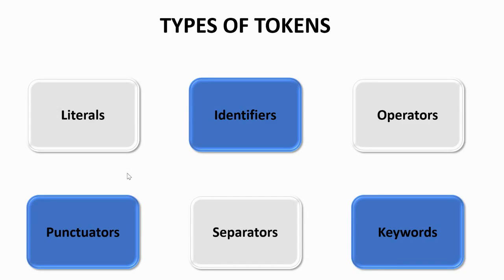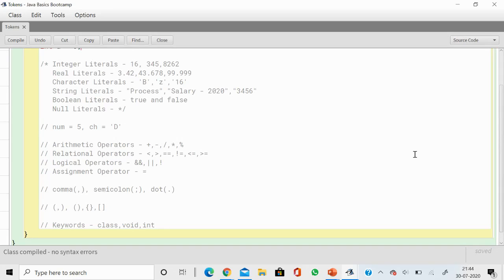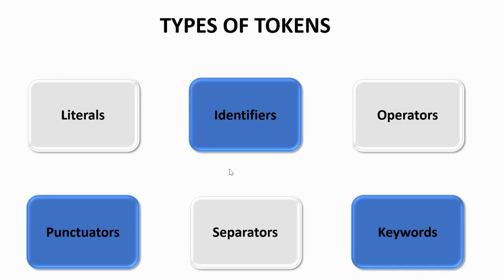The next type of tokens are separators. Separators are the special characters in Java which are used to separate the variables or characters. The examples of separators are commas, brackets, curly brackets, and square brackets.